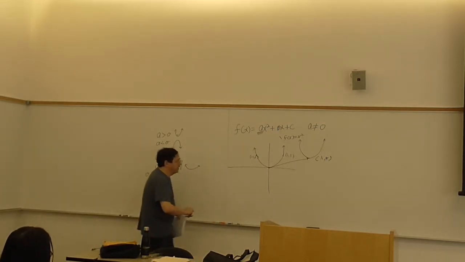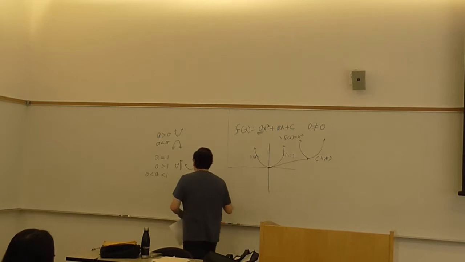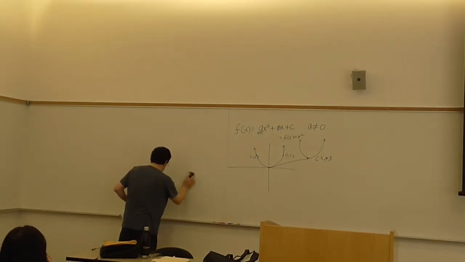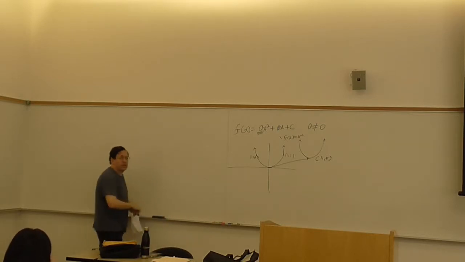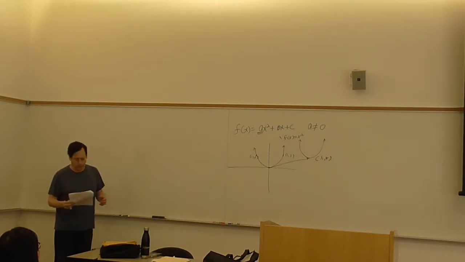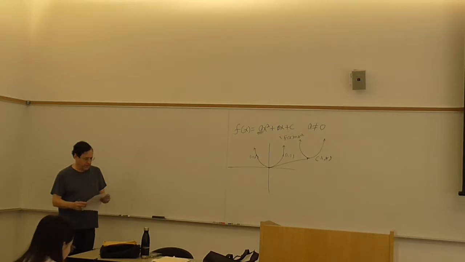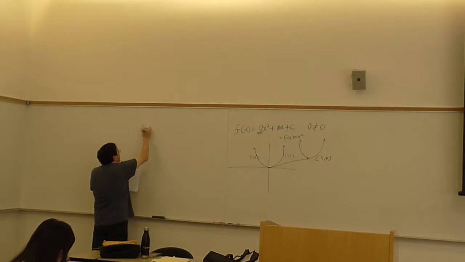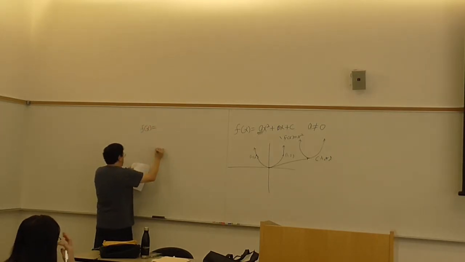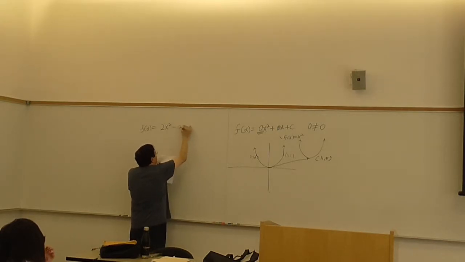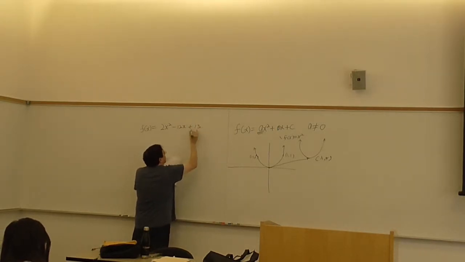Okay, how do we do that? There are other ways to do this, but we're going to go over completing the square. You really have no choice at this point. You have to learn how to do this. So let's take a look at this example here. f of x equals 2x squared minus 12x plus 13.